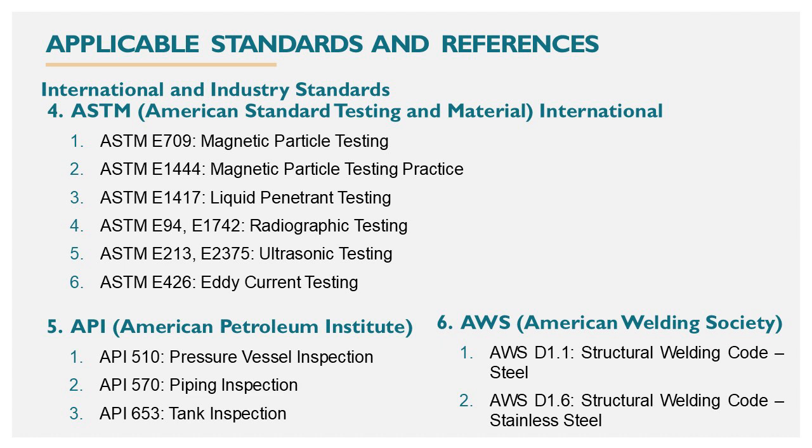Number 5, API, or American Petroleum Institute, includes API 510 for pressure vessel inspection, API 570 for piping inspection, and API 653 for tank inspection. Number 6, AWS, or American Welding Society, includes AWS D1.1 for structural welding code, steel, and AWS D1.6 for structural welding code, stainless steel.